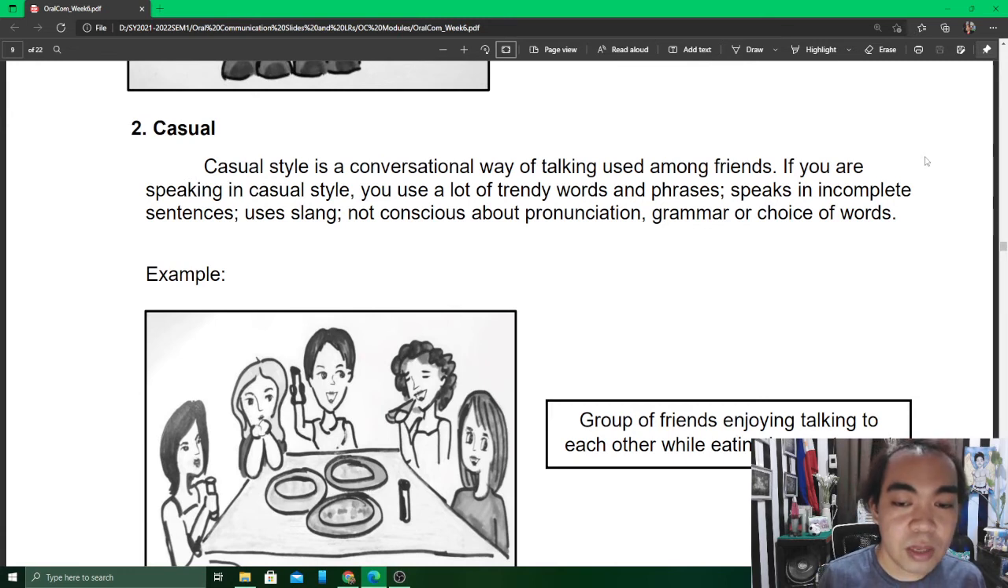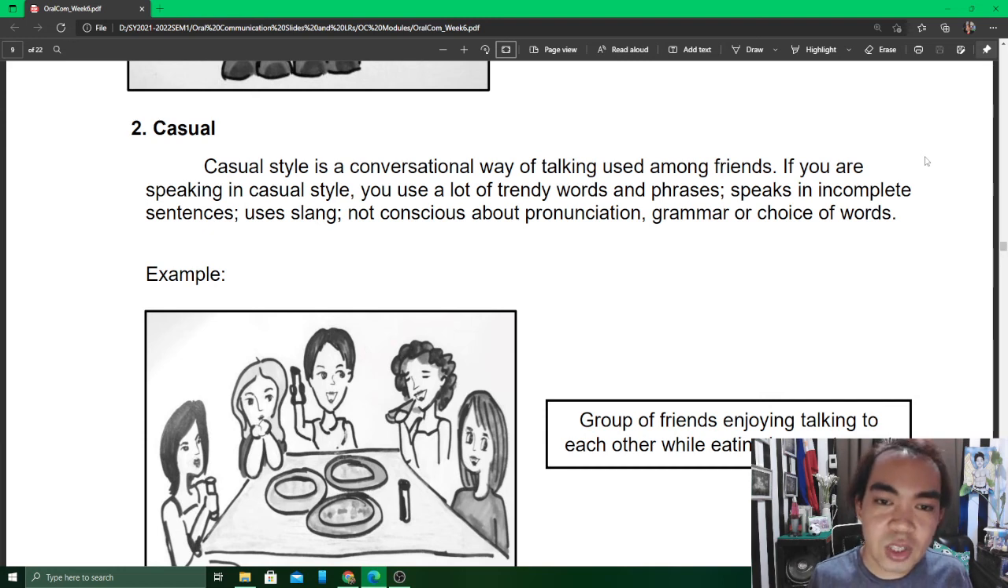A conversational way of talking among friends. If you're speaking in a casual style, you use a lot of trendy words and phrases, speak in incomplete sentences, use slang, and are not conscious about pronunciation, grammar, or choice of words. Of course, you have to be in the same context also.